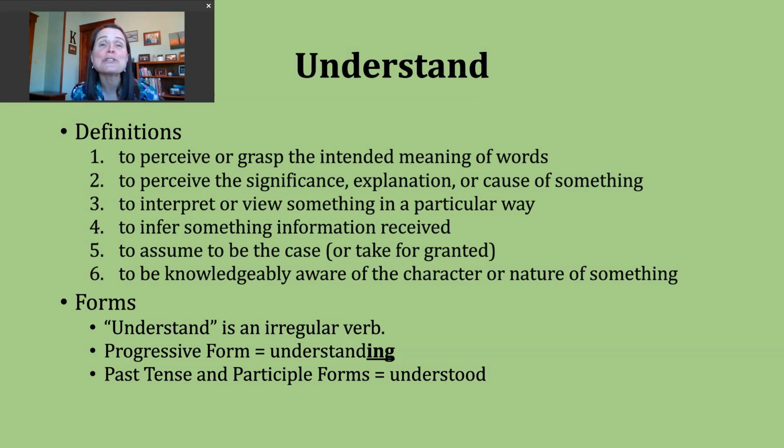For now, you should know that understand is an irregular verb. To make the progressive form of the verb, all you need to do is add ing, and that forms understanding. The past tense and participle forms of the verb are the ones that require a spelling change. So instead of having stand as our ending, we're going to change the a and the n to two O's. And we pronounce that word understood.